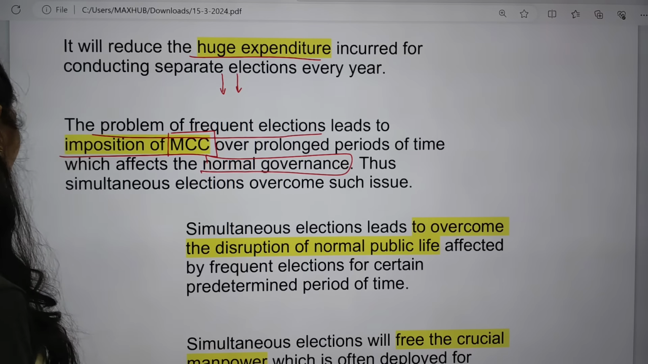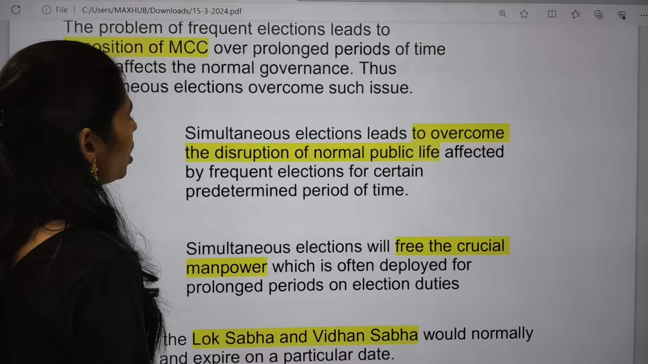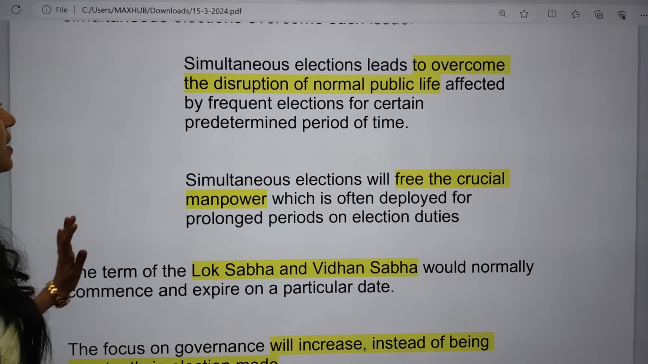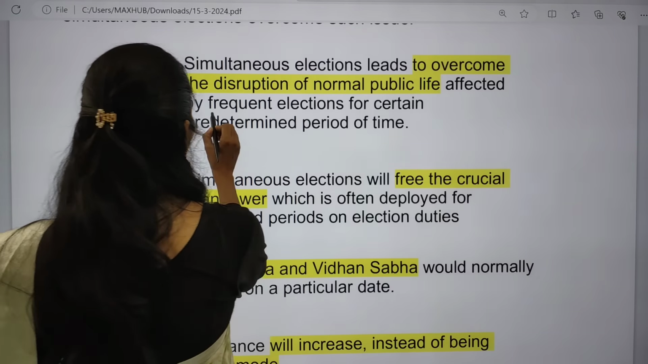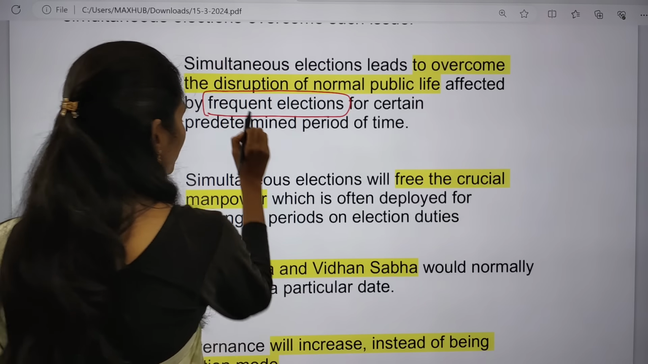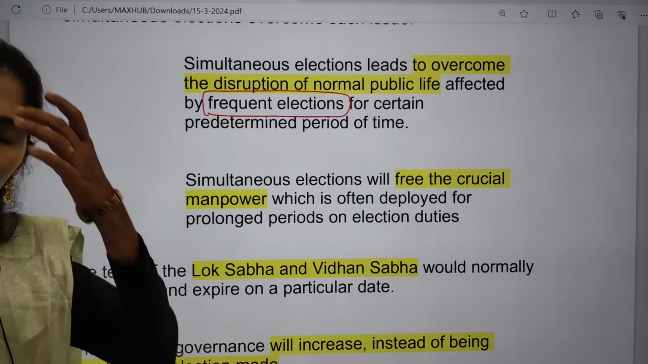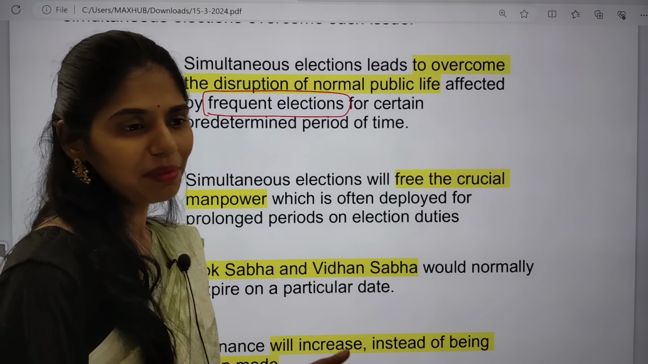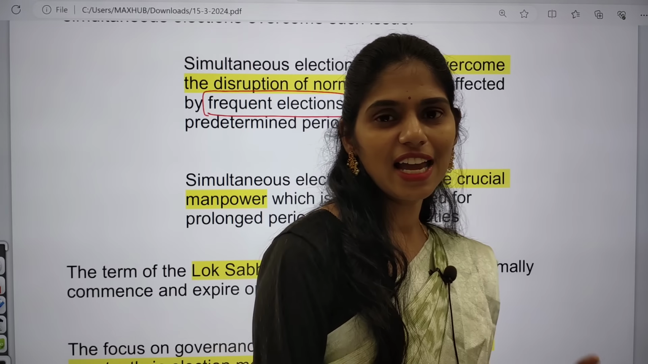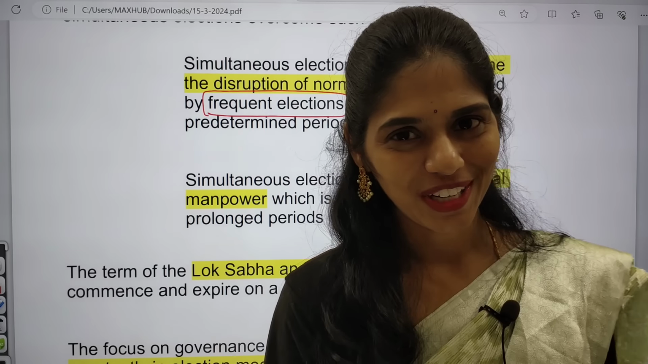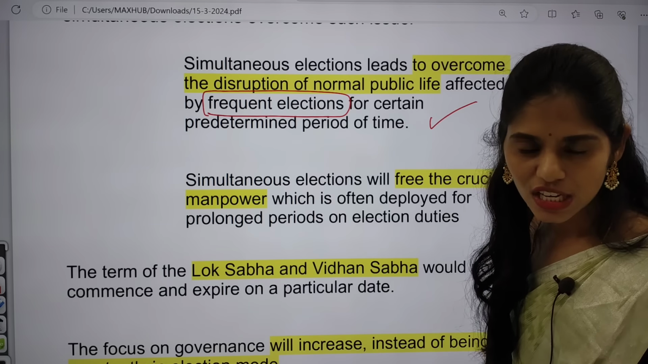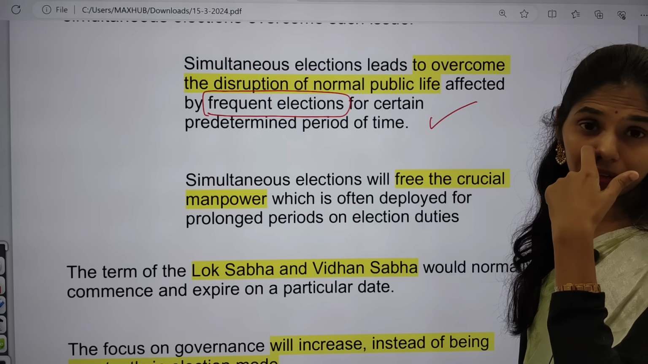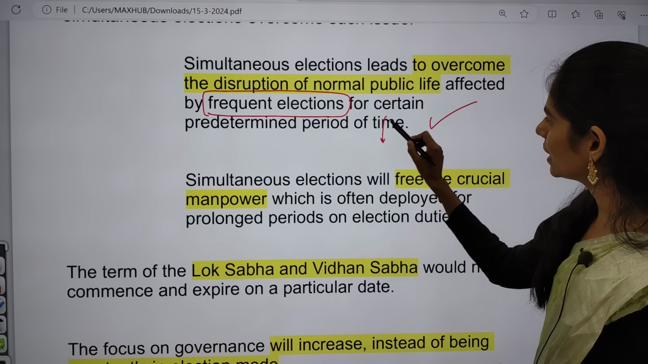And the third important one is that simultaneous elections help overcome the disruption of normal public life. Whenever there are frequent elections, there will be campaigning by different political parties, implementation of the model code of conduct, and even traffic jams, and so on, right? Because of all these things, public life will be affected. So if we have simultaneous elections, yes, we can decrease this.